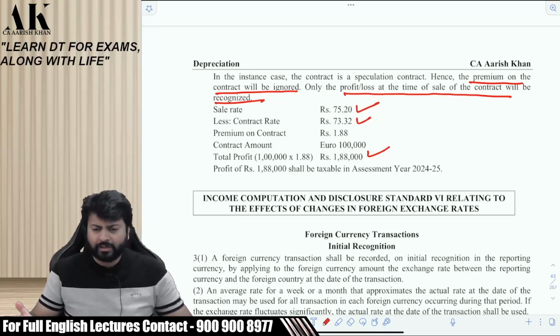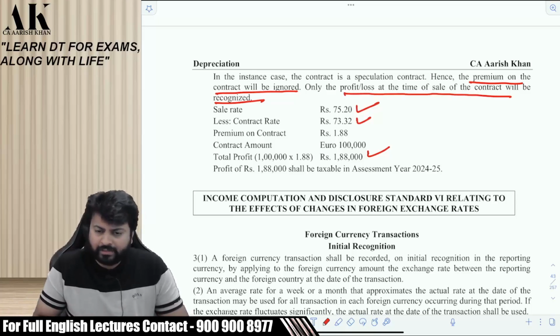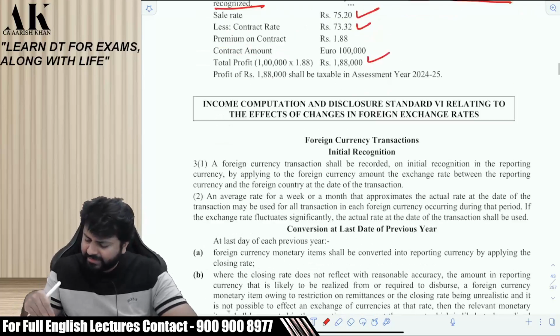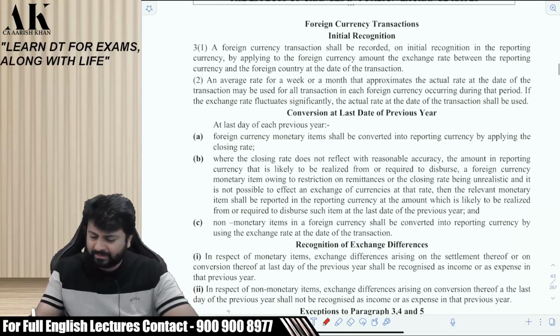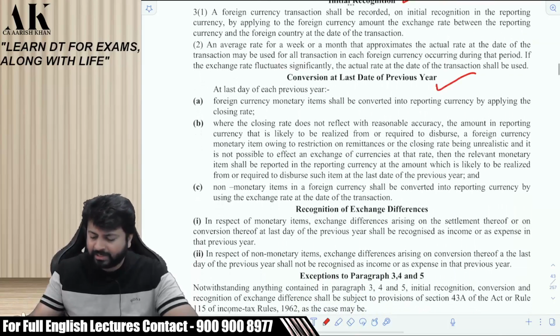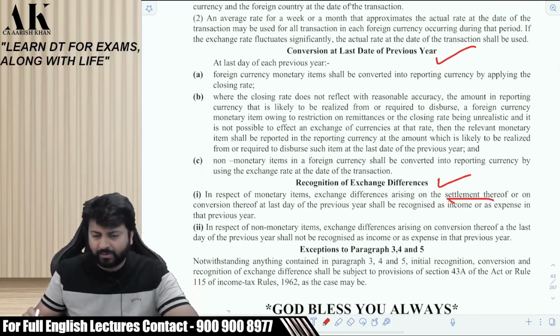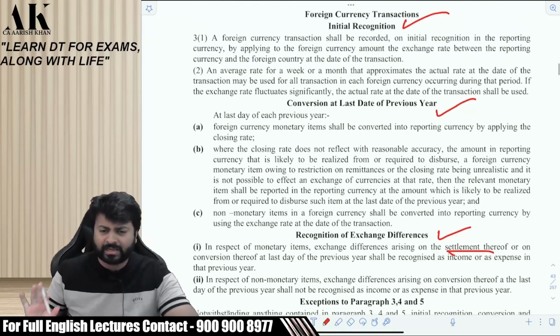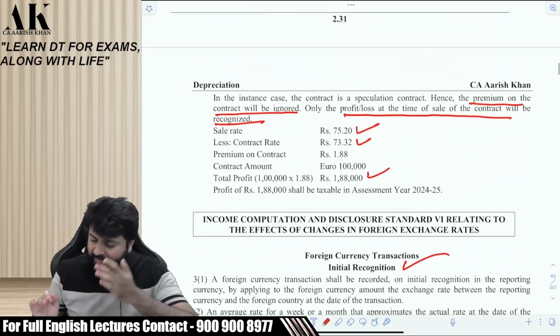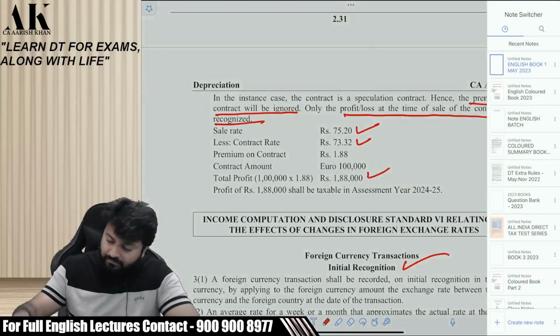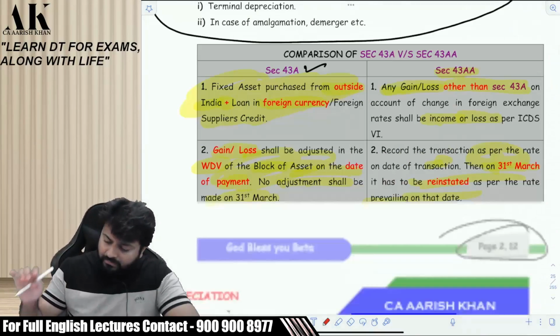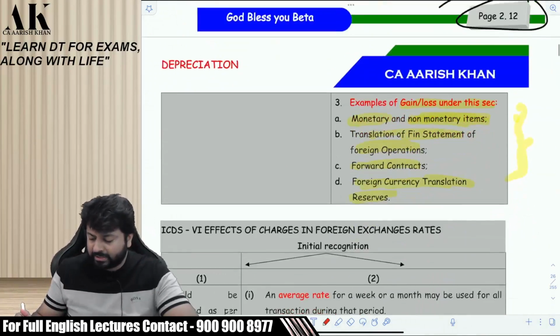Again, it will be coming in 43AA only. It is not a part of 43A. 43A is very specific to one single thing. And there is an ICDS over here which says the same thing: on initial recognition, you have to record a transaction. Then on the last day of the previous year, you have to convert. Then on the date of settlement, you have to again convert. It is just like accounts. Nothing different. ICDS 6. Okay.